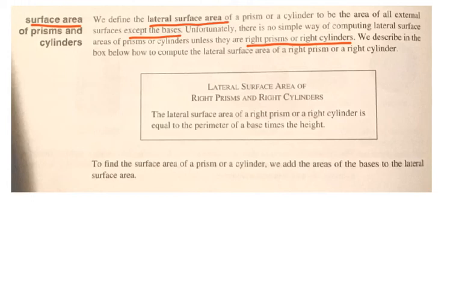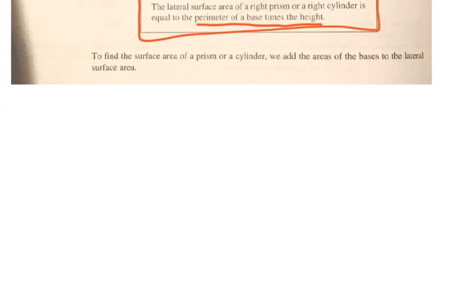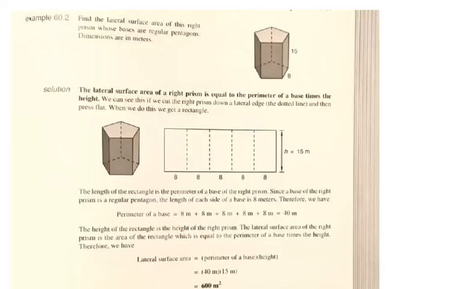So the lateral surface area of right prisms and right cylinders is equal to the perimeter of the base times the height. So, to find the surface area of a prism or a cylinder, we add the areas of the bases to the lateral surface area. So we're just going to start with the lateral surface area, and we'll throw in an example here. So here's our example. We want to find the lateral surface area of this right prism.